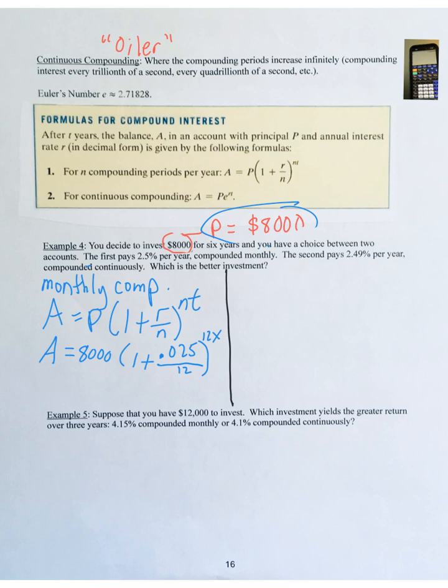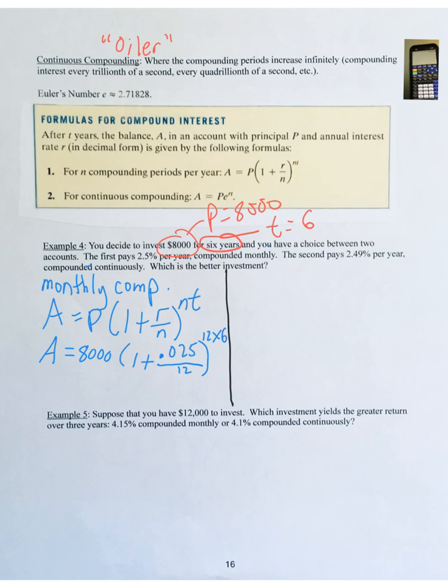But right here, it says 8,000 for 6 years. So actually, let me do this. I'm just going to write off to the side. Again, for both of these, P is 8,000, and the time frame for both account options is 6 years. So T is 6. When we plug that in, we go back down to our formula here.